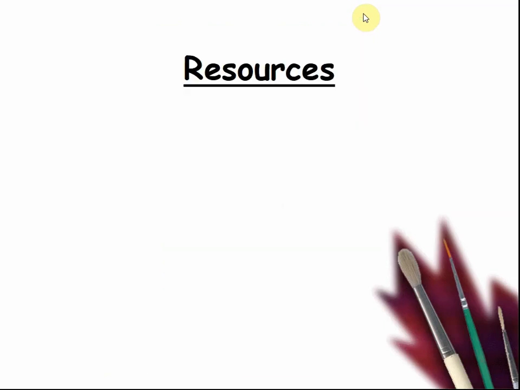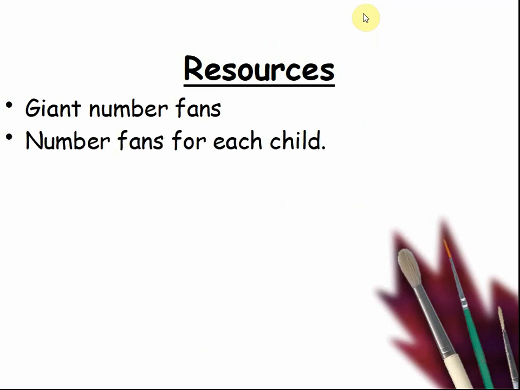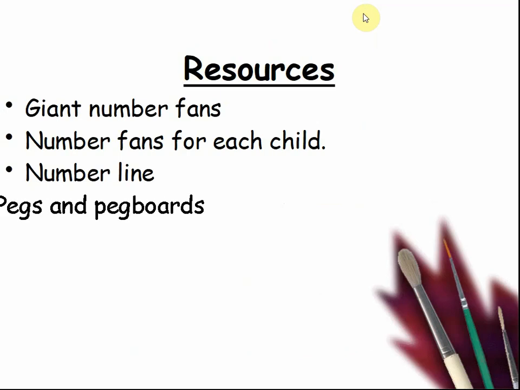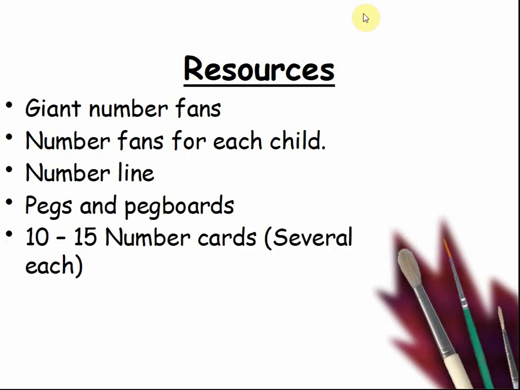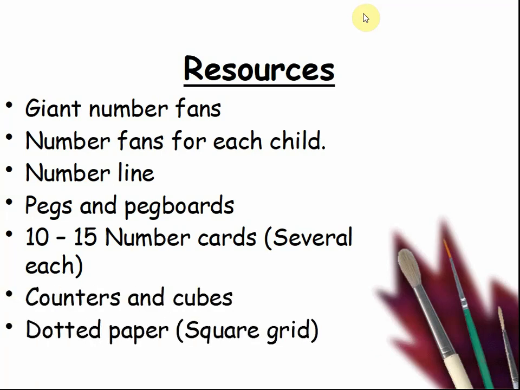Today we're going to be looking at making rectangular arrays for Year 2. The resources you need: giant number fans for each child, number lines, pegs and pegboards, 0 to 15 number cards, several each, counters and cubes, dotted paper and square grid.